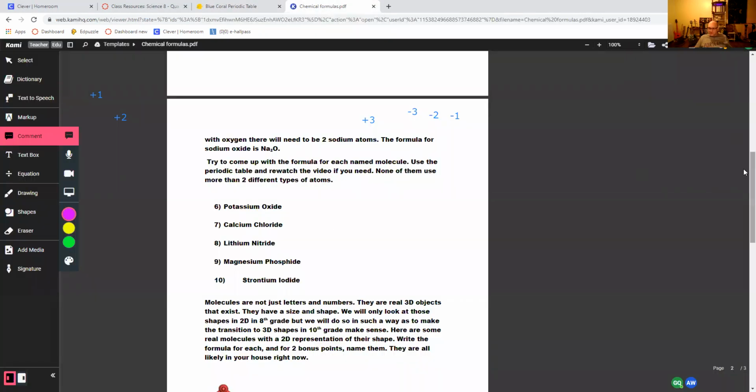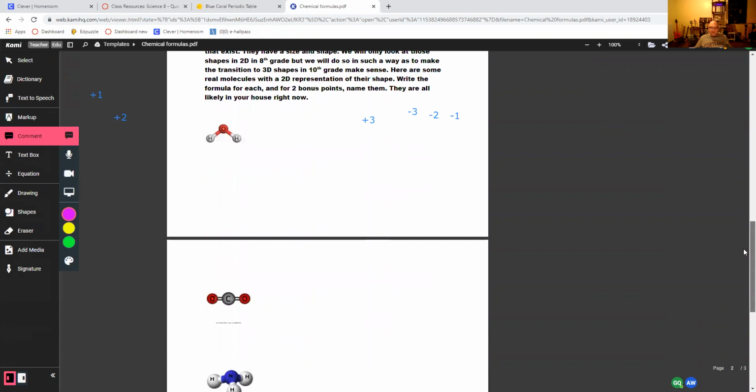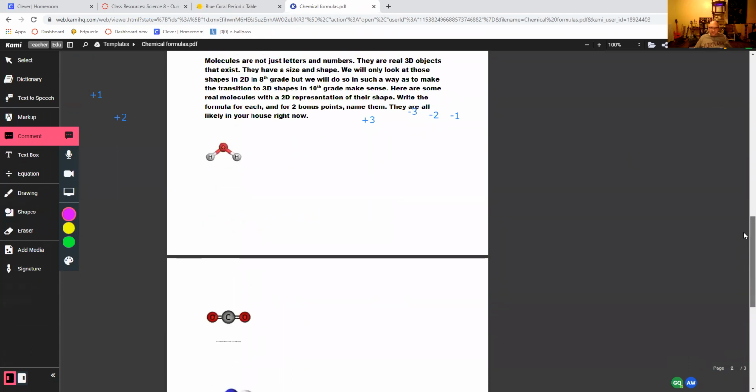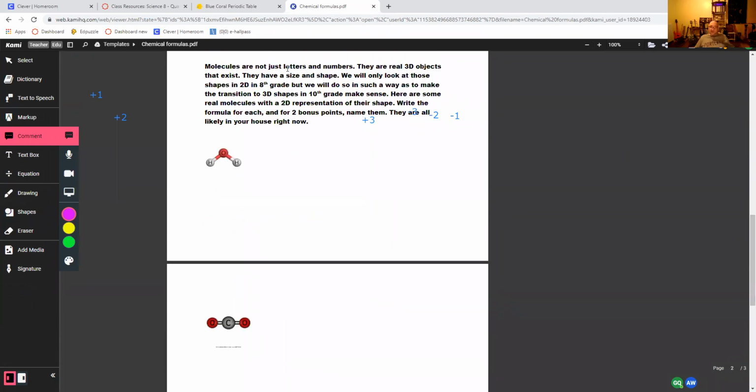Then the last 3. And you get bonus points on this. Okay. Molecules aren't just letters and numbers. They're real things. Molecules are real. They have a size, they have a shape, they exist in a 3-dimensional space. We're going to look at them in 2D. I slid in a 3D one anyways, just because I'm me. But in 10th grade, you're going to need to know them in 3D. So here's some real molecules.